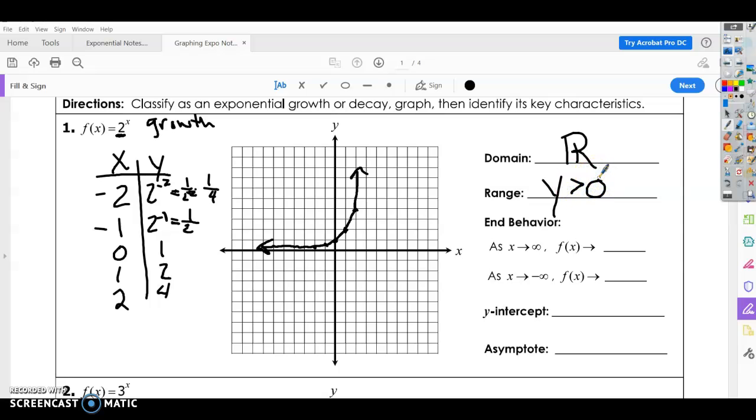And then the end behavior tells what the graph is doing at each end of the graph. So as x approaches positive infinity, going this way, what does f of x, or what does my y do? Y is the same as f of x. It is also going up. So that is also positive infinity. All right, what happens as x goes to the left, towards negative infinity? Okay, it looks like it's approaching this line here. So f of x is approaching 0. All right, my y-intercept, if you look here on my table, is 0, 1.